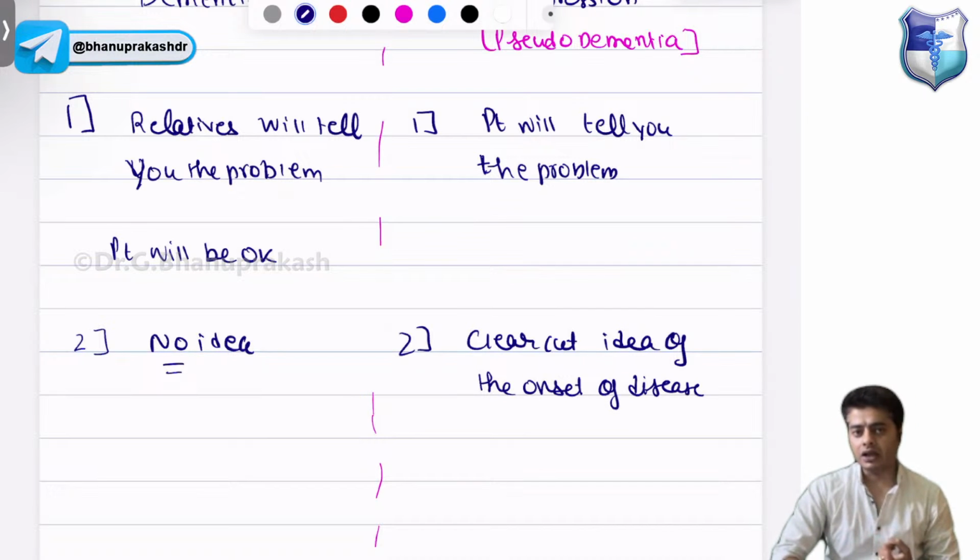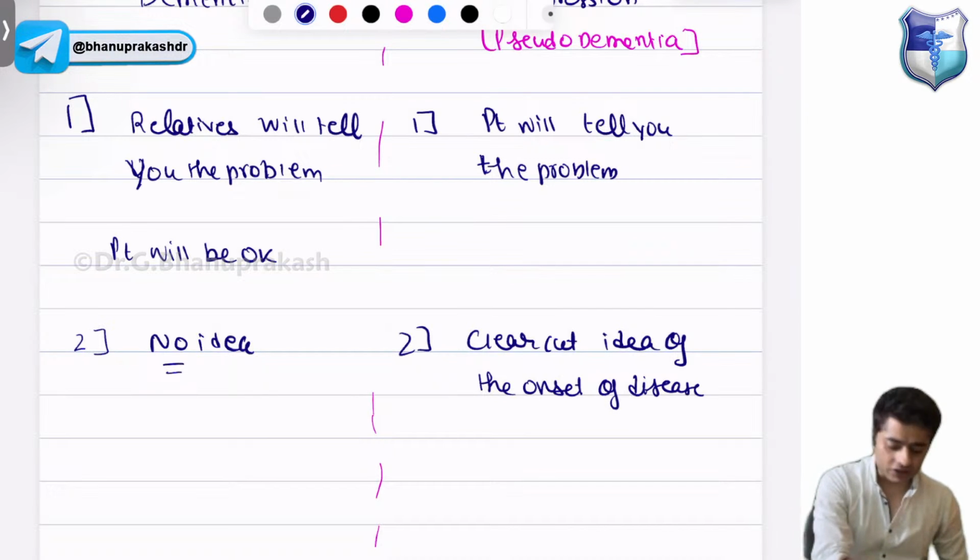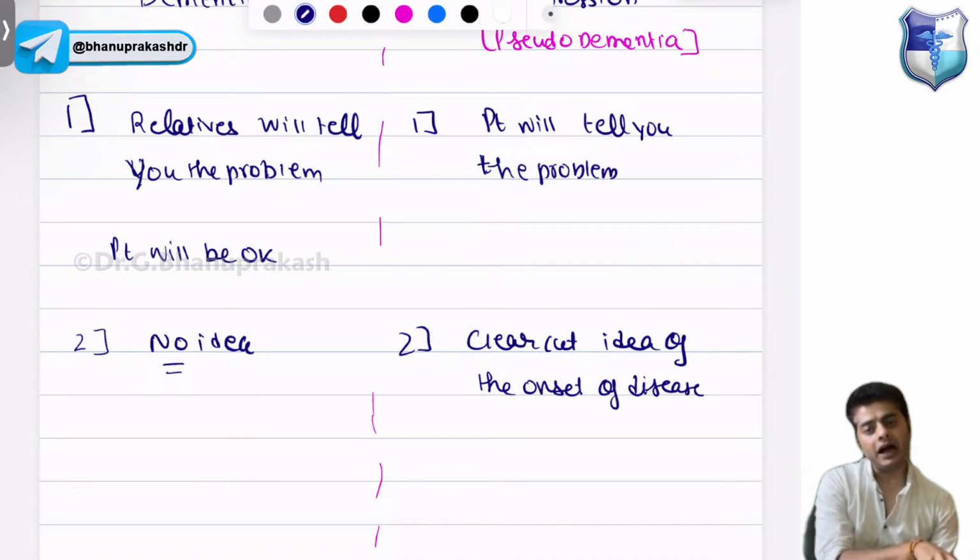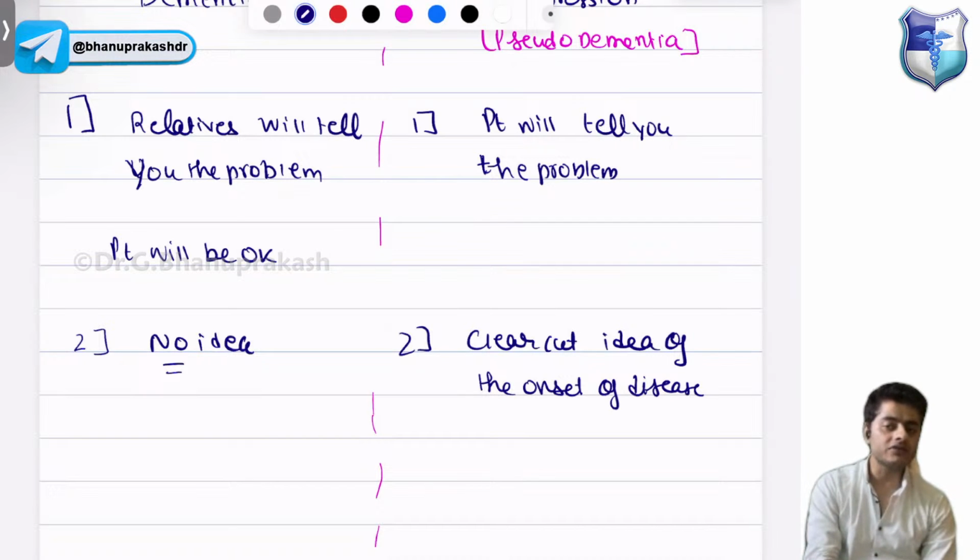But in case of depression, suppose today my breakup happened, and for 3 months I have been in depression. When I go to the doctor, I will tell him that I am suffering from depression for 3 months. So there will be a clear-cut onset and a clear-cut duration, that is, since when the disease has started.